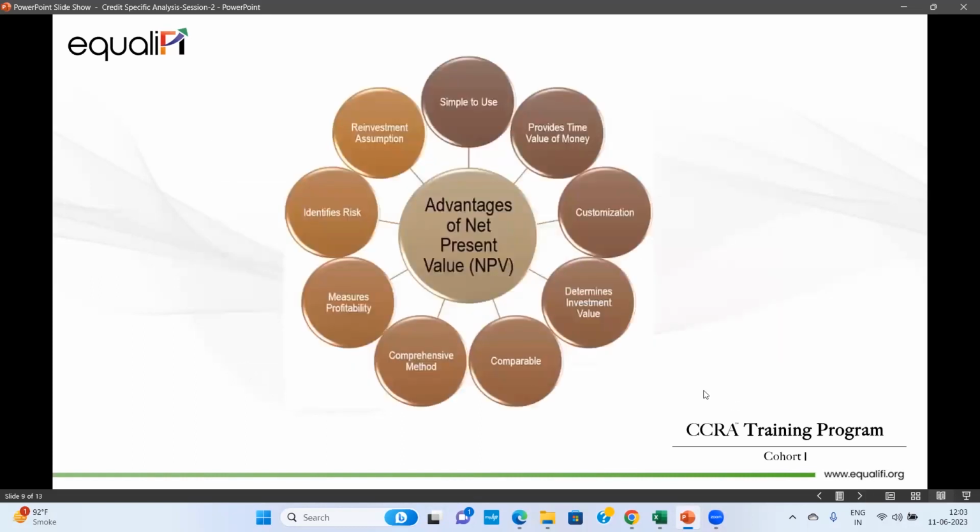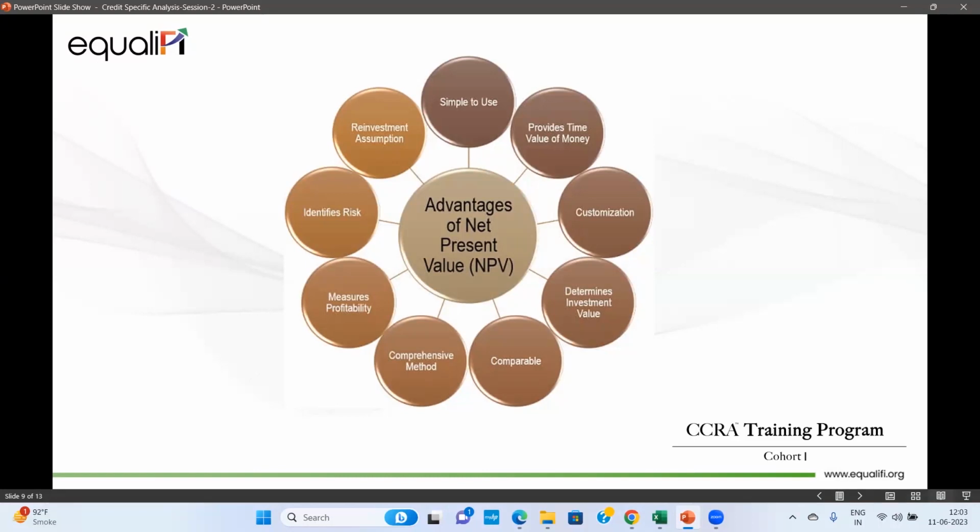These are typical advantages of NPV, which is simple to use. It provides time value of money. You can customize it, determines investment value. It is comparable from project to project, sector to sector, area to area. It is a quite comprehensive method because it is inclusive of everything: your financials, cash flow, everything. It measures profitability, it identifies risk. It also has a reinvestment assumption.